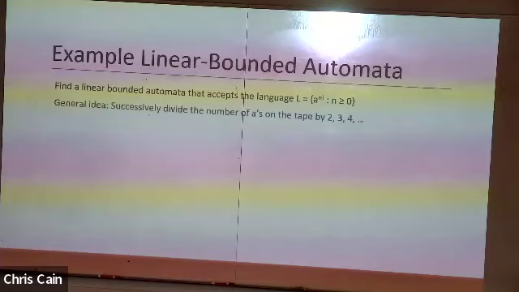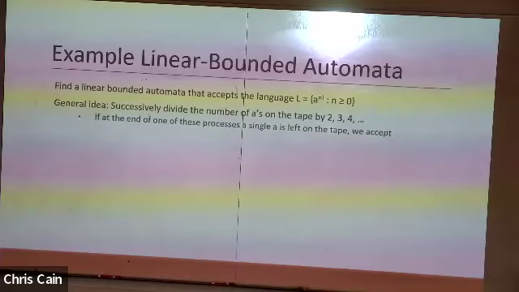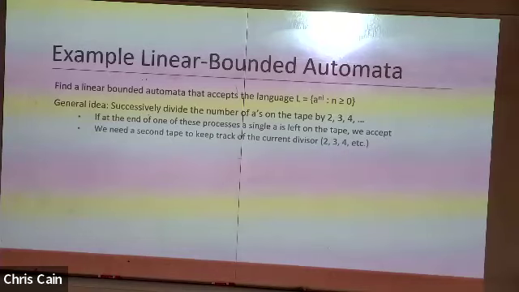So we're going to successfully divide the A's on the tape. If at the end of one of these processes, a single A is left on the tape, then we know that the original number of A's was a factorial. So we did need that second tape to keep track of the current divisor.